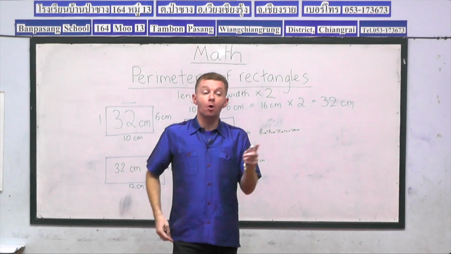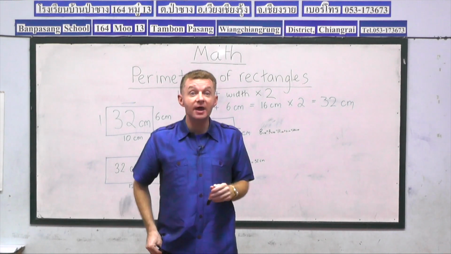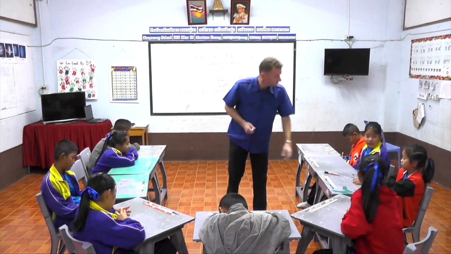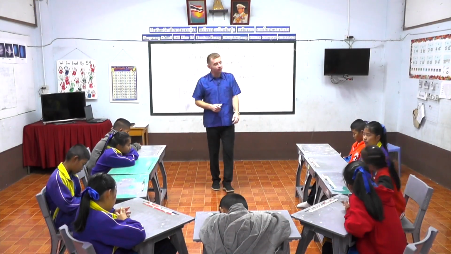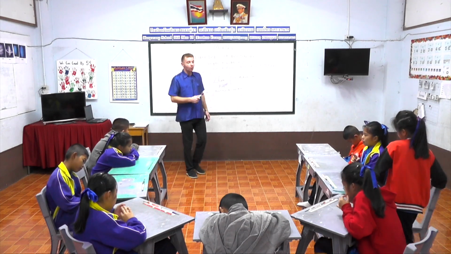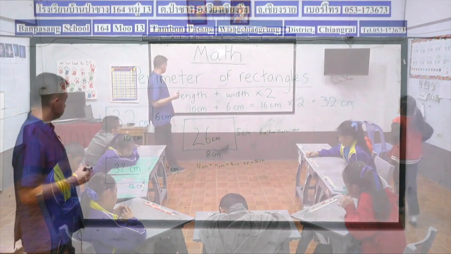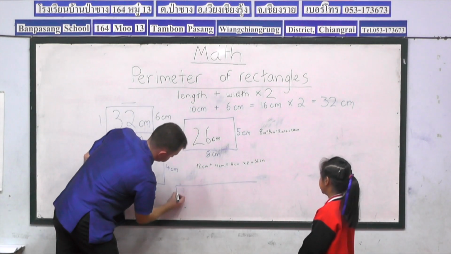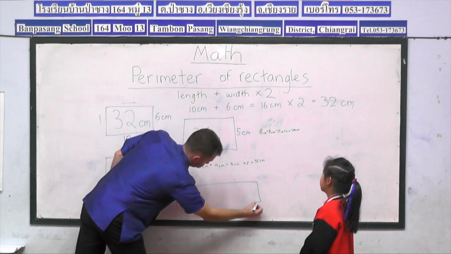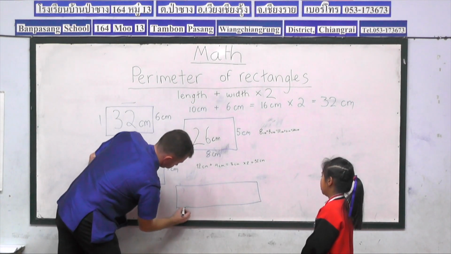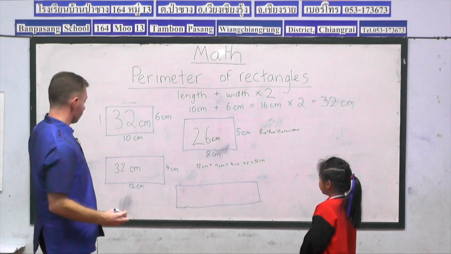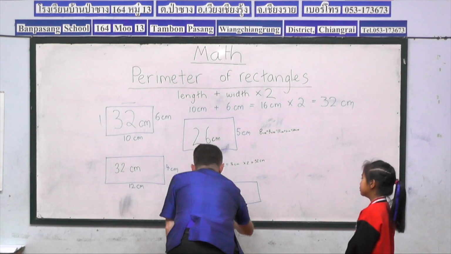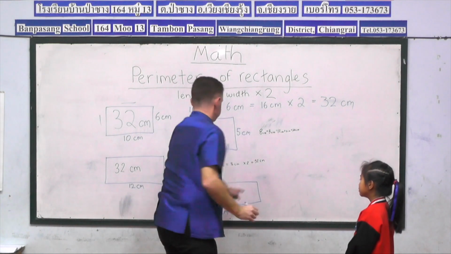So let's do a couple more before you guys have to do your own worksheet activity. And our next student will be Parel. Come and join me at the front, please, Parel. I'm about to draw you a rectangle. Okay, so this is quite a long rectangle. Let's see, we'll have 16 centimeters, but it's not very wide.